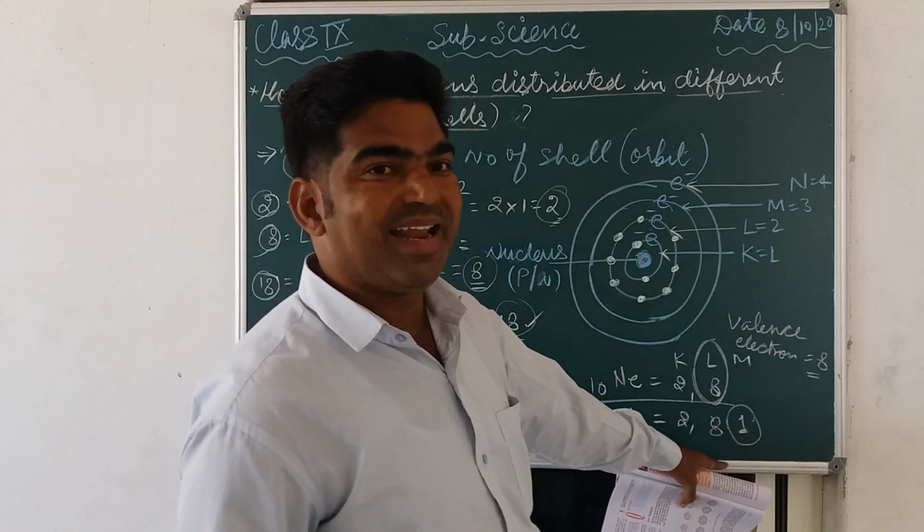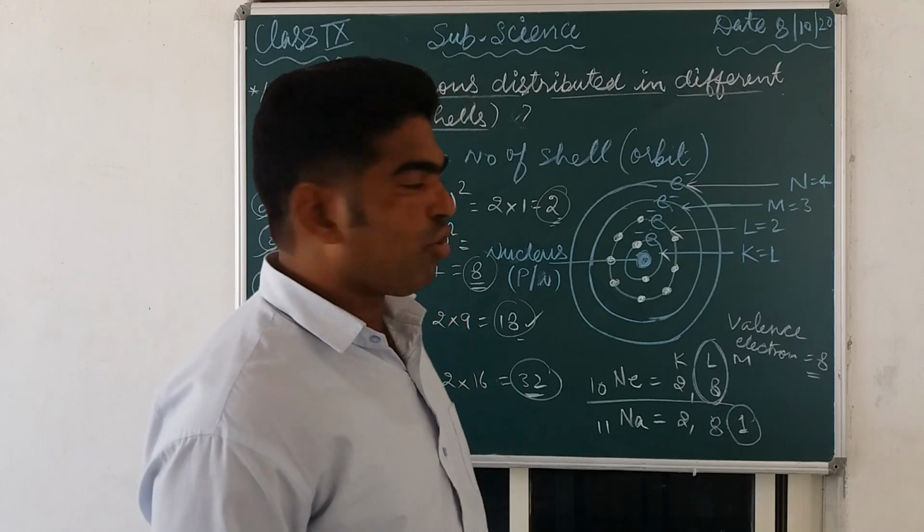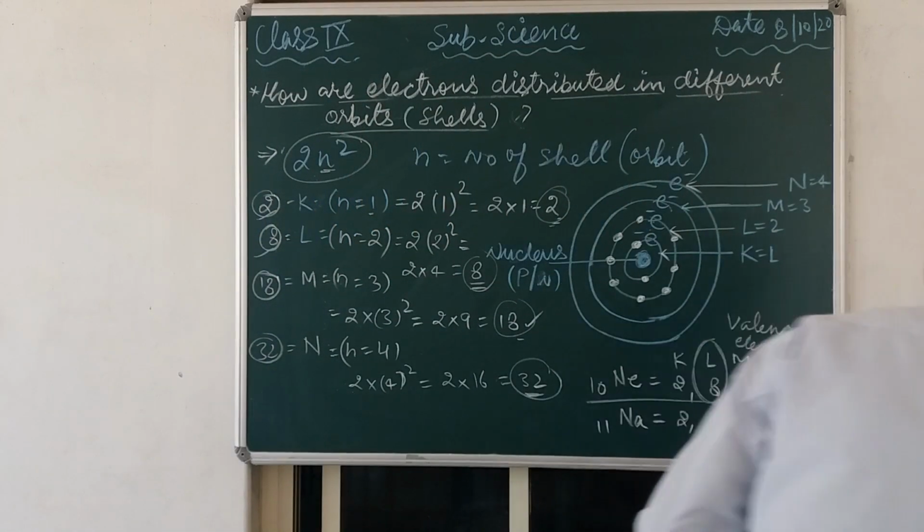So all of these have valency 0. In the case of sodium, the valence electron is equal to 1. So in the case of a metal, how can we write the valency of a metal.